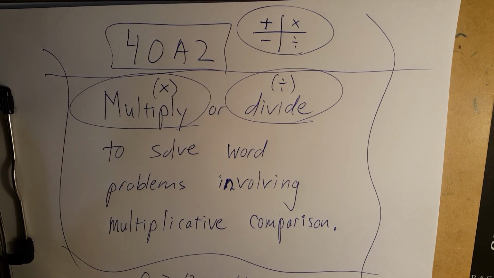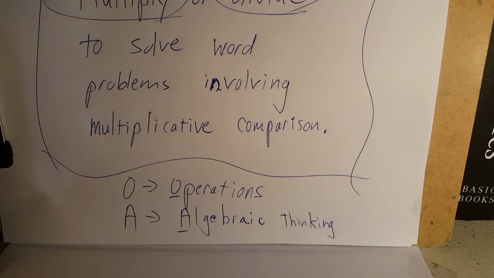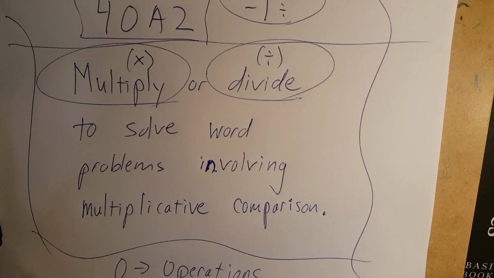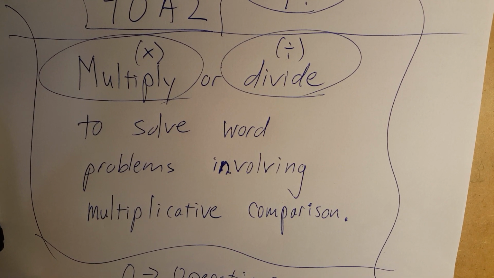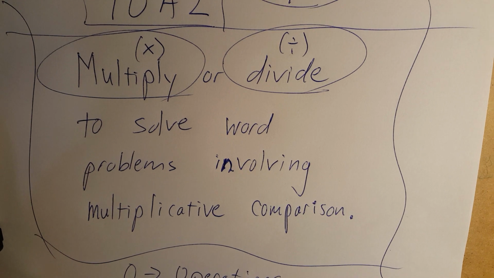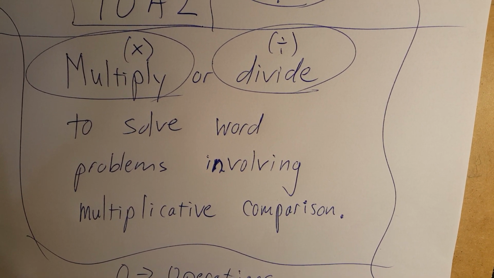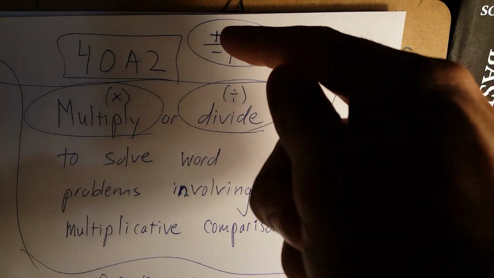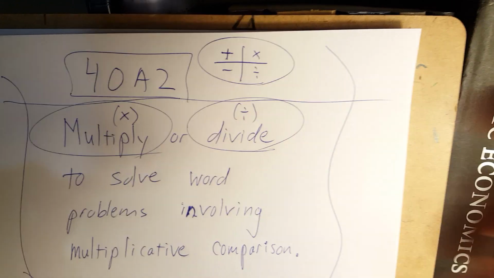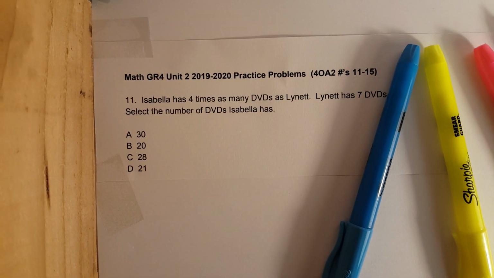Finally, a new standard for OA2, which means operations in algebraic thinking. You are going to multiply or divide, since we're working on multiplication this basically test, to solve word problems involving multiplicative comparison. So you will compare. But remember, when you're doing math, you will add, subtract, multiply, divide. But most of these problems, we will multiply or divide. Let's go.